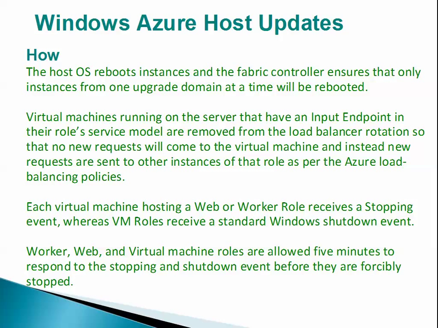The first point is very important. The host operating system reboots instances, and the fabric controller ensures that only instances from one update domain at a time will be rebooted. We discussed what the update domain is, right? So the fabric controller will ensure that only instances from one update domain will be rebooted at a time. Are you getting my point? Suppose we have 5 instances, 3 instances in one update domain and another 2 instances in another update domain.